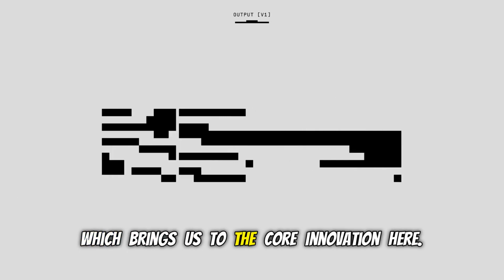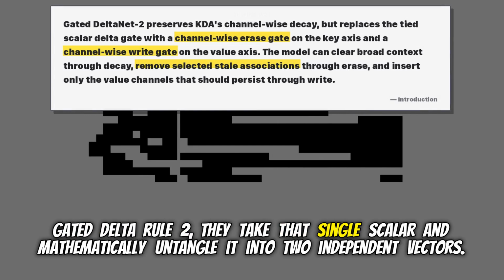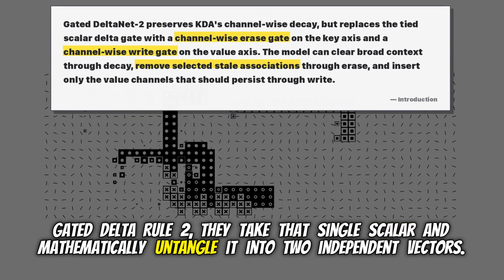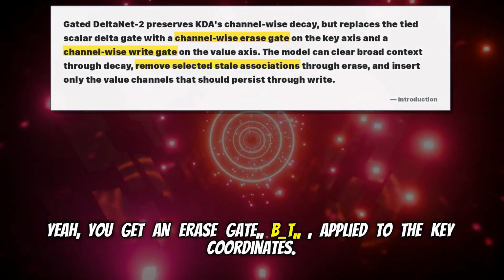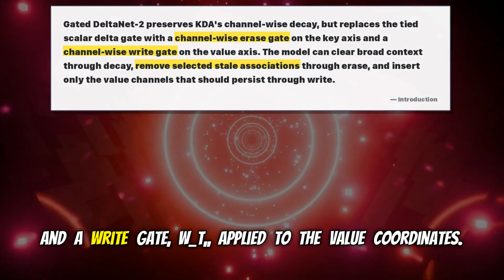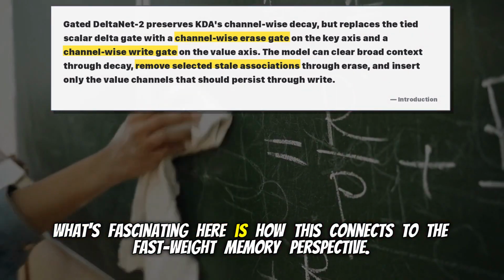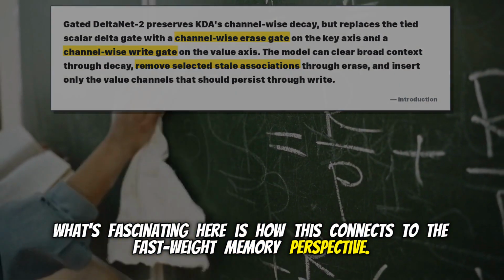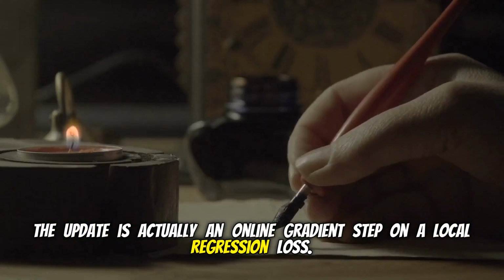Which brings us to the core innovation here. Gated delta rule 2. They take that single scalar and mathematically untangle it into two independent vectors. Yeah, you get an erase gate, B_t, applied to the key coordinates. And a write gate, W_t, applied to the value coordinates. What's fascinating here is how this connects to the fast-weight memory perspective. The update is actually an online gradient step on a local regression loss.